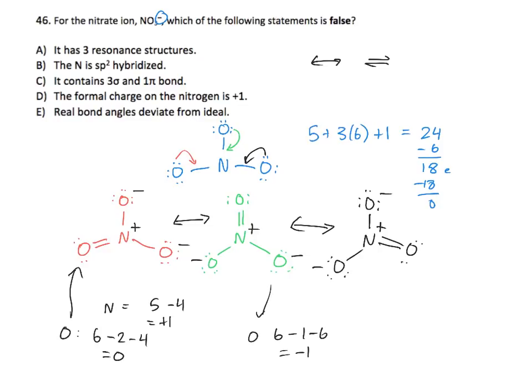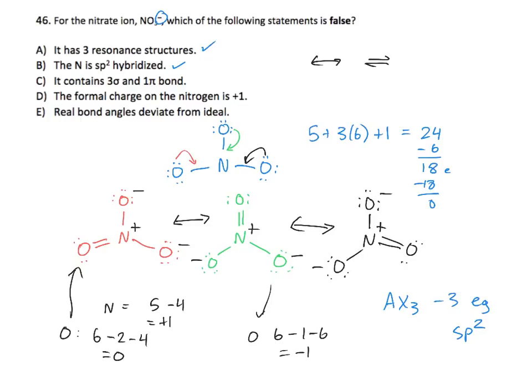A says it has 3 resonance structures. Absolutely does. We just drew them. B: the N is sp2 hybridized. So our N in the center, we would call that atom an AX3 atom. It has 3 electron groups. 3 electron groups means that it's sp2 hybridized. So yes, indeed it is.